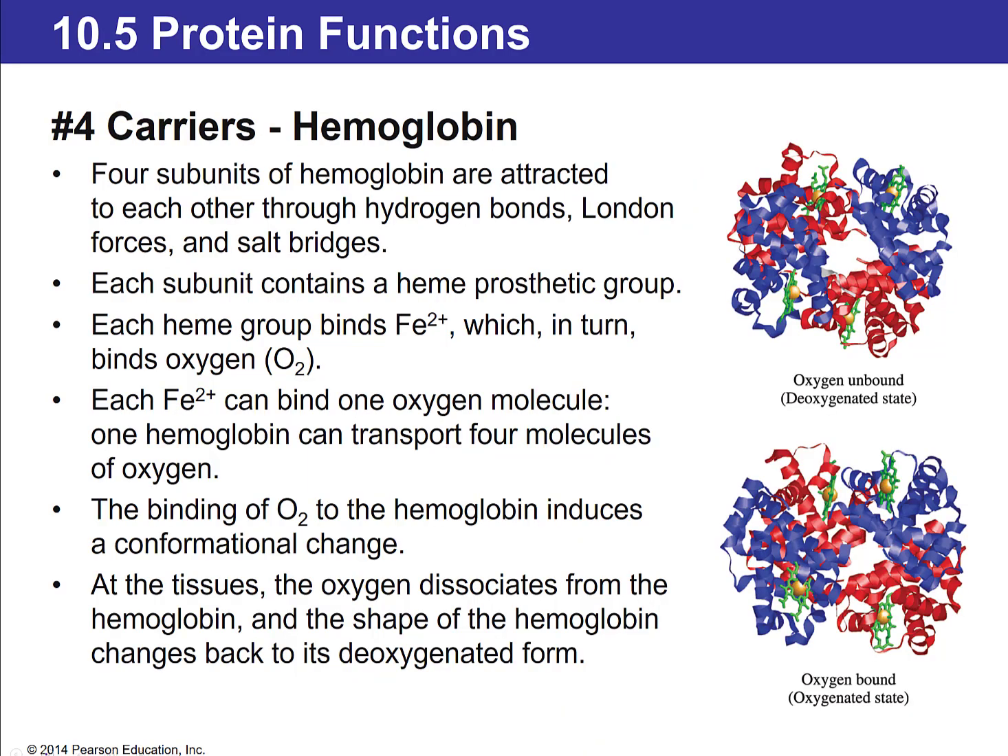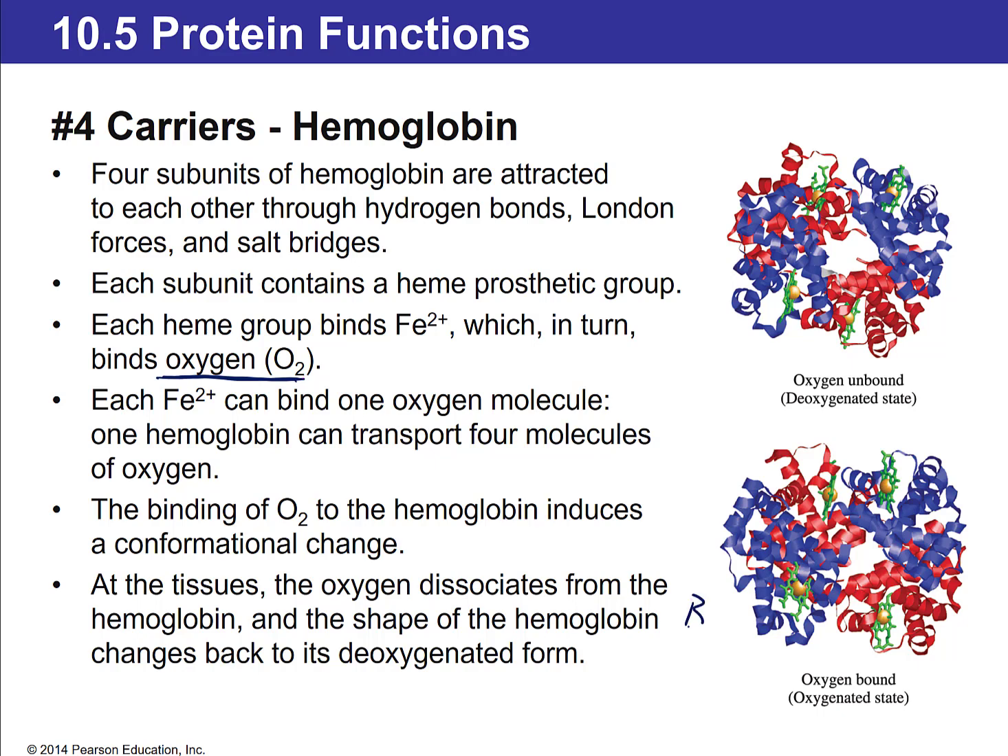Then we have carriers. Hemoglobin. Hemoglobin is the carrier of oxygen. And it is the iron, which in this picture actually shows the iron as these little green pieces. So if you look, you can see 4 little green regions in the top and the bottom one. And you see that it looks a little different. The shape of the top and the bottom, a little bit different. The top one is hemoglobin without oxygen. The bottom one is what happens when it gains oxygen. So there's a little bit of a shape change that occurs as the hemoglobin is oxygenated.